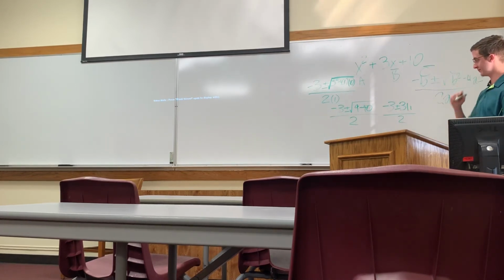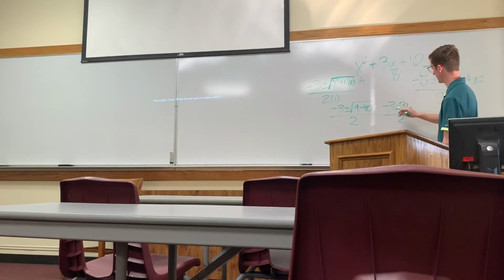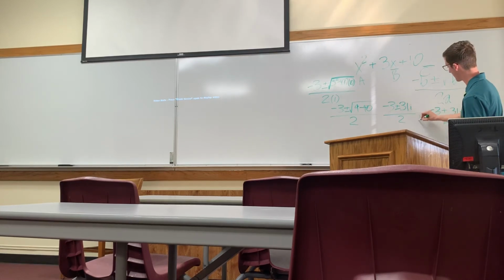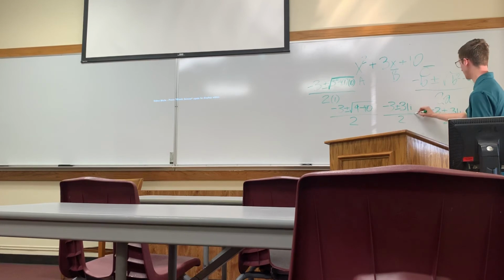And then with that, you want to separate these terms into negative 3 plus 31i divided by 2, and negative 3 minus 31i divided by 2. Equate that to x, and this is your answer.